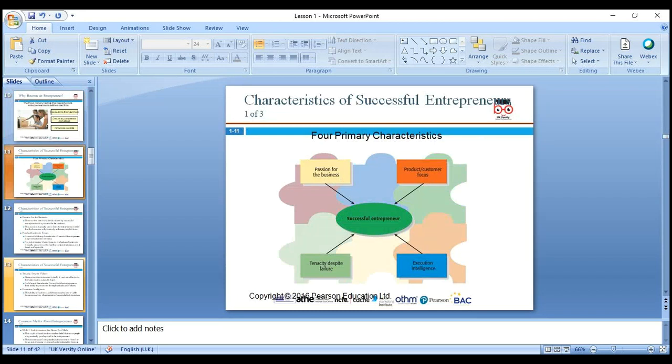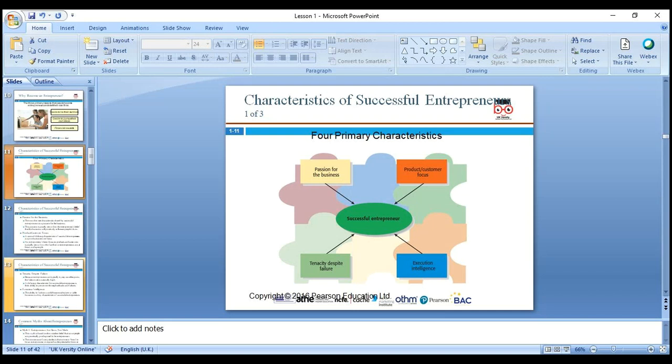Characteristics of successful entrepreneurs. So, looking at the life cycle, we can look at what it takes to be successful in the business cycle. First, passion for the business: you are very keen, you want to do something. Second, product and customer focus: what business you will do and what customer you will serve. So you're really well aware of your customer.